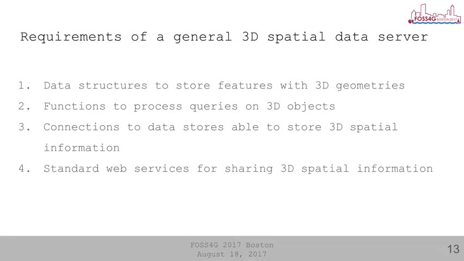So to create a three-dimensional spatial data server, from this motivation, we can set these four requirements. First, the 3D spatial server should support data structures to store a feature with 3D geometries, including solid geometries. And second, it should support functions to process queries on 3D objects, like 3D intersect or 3D distance. And third, it should provide a connection to data stores to store 3D spatial information in some other DBMS or files. And fourth, we need a standard web service for sharing our three-dimensional features with three-dimensional geometries.